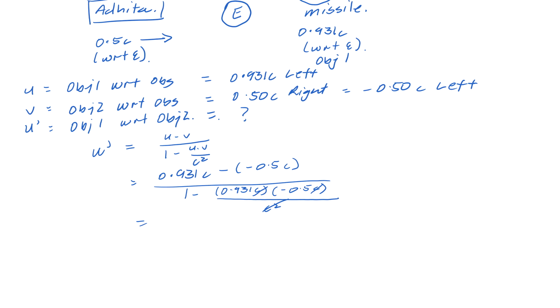Okay, a little bit of careful calculator work. We've got 1.431 C over 1 plus 0.931 times 0.5. And I end up with 9.76 by 10 to the minus 1 C. Note, of course, that if you end up with a number that is greater than 1 C, then you've made an error with one of your signs, most likely.